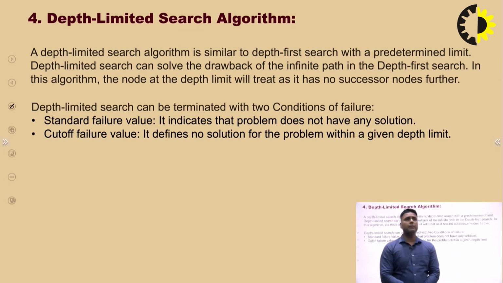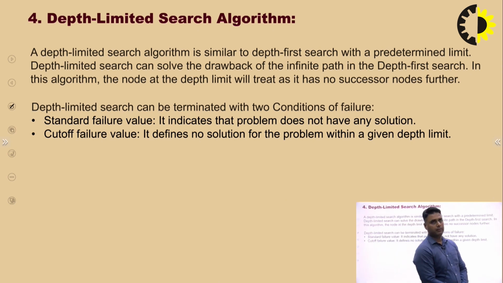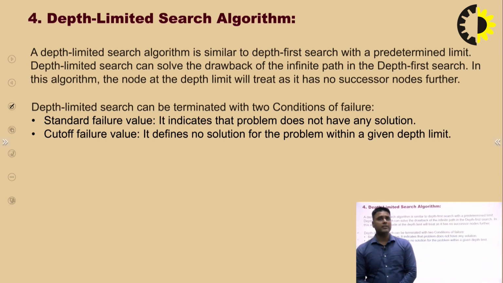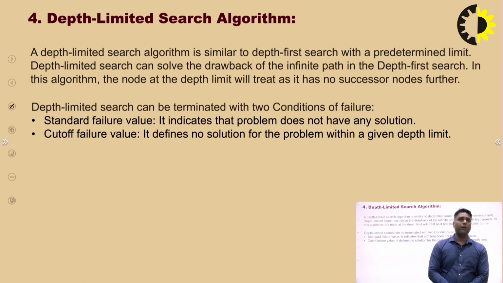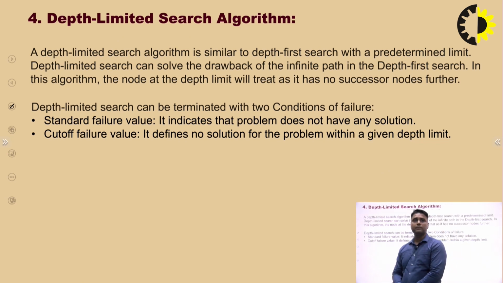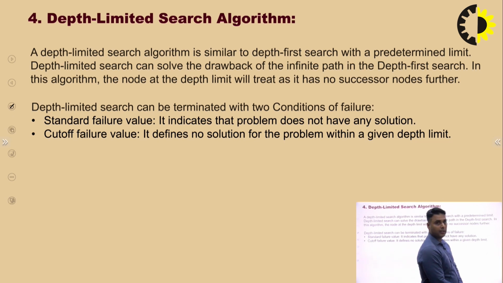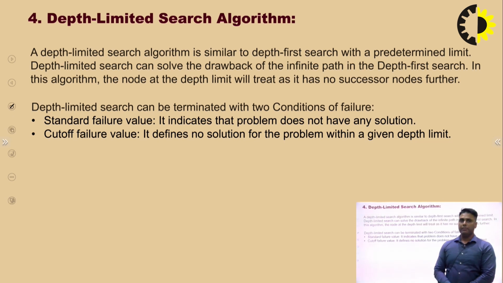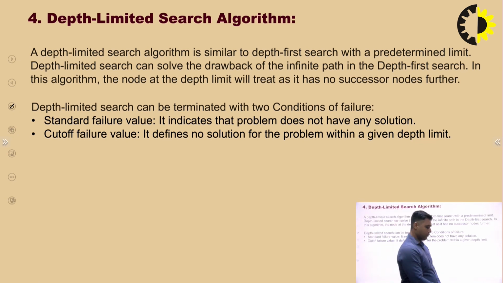Why use the depth limited search algorithm? Previously I discussed DFS, depth first search. Depth first search techniques face one problem. What problem? When searching in one direction where the number of nodes is infinite or maximum, and the goal node is in a different branch, finding the goal node is difficult, complicated and time consuming. So I have to use the depth limited search algorithm here.